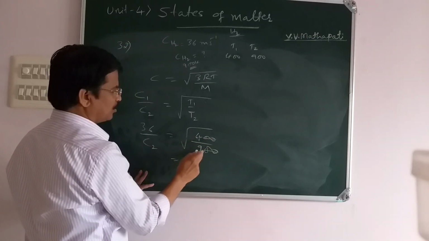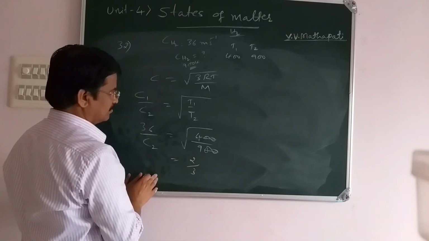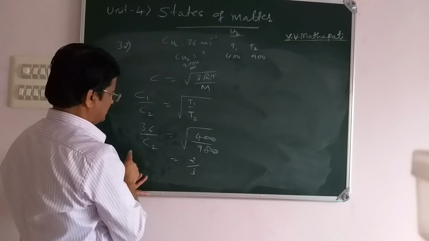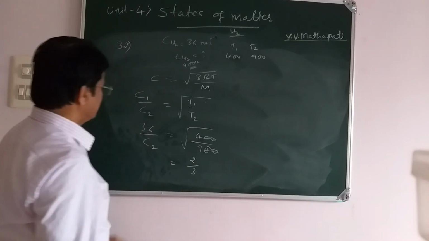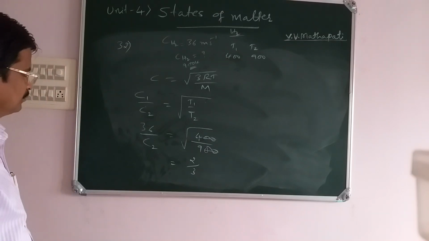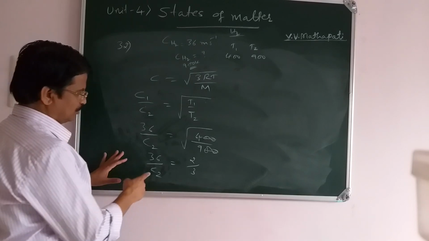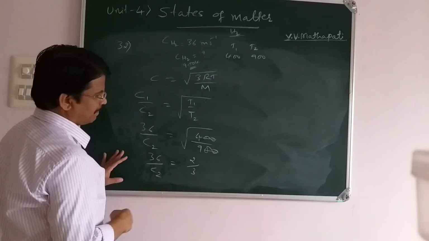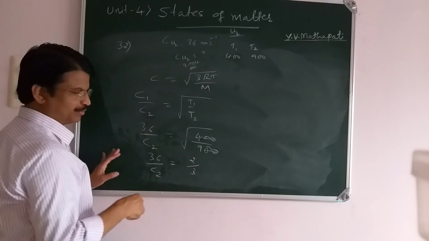4 by root 4 by root 9. 2 by 3. Then 36 by C2. Then C2 equal to 36 into 3 by 2. Therefore, we get C2.